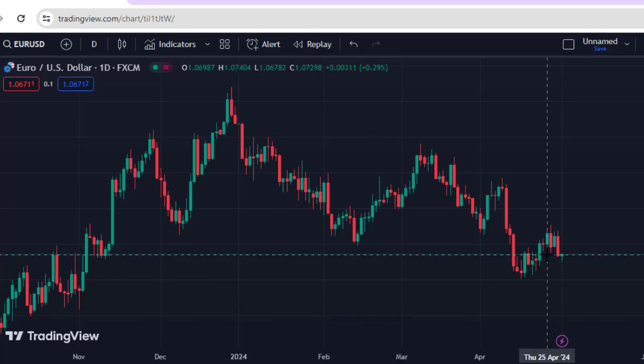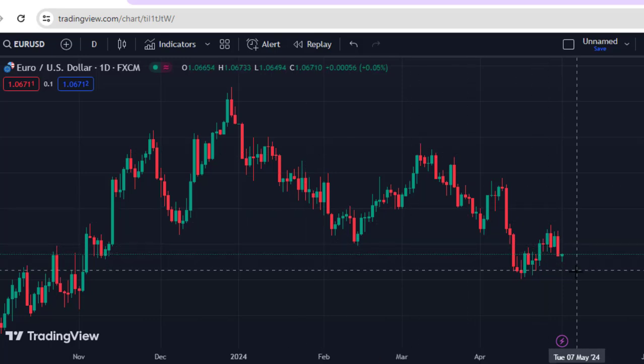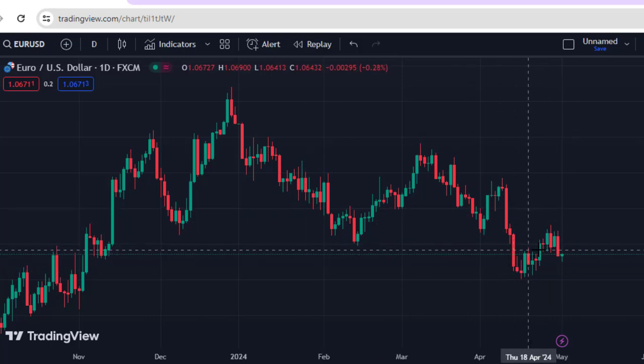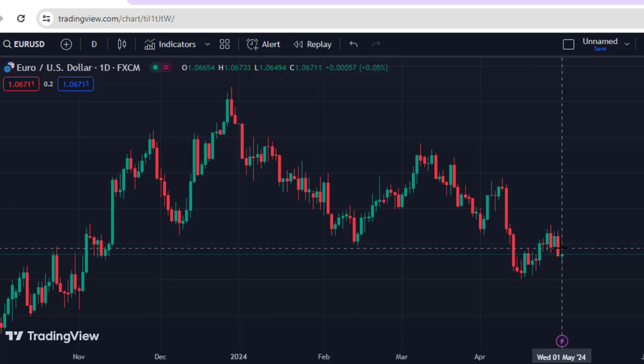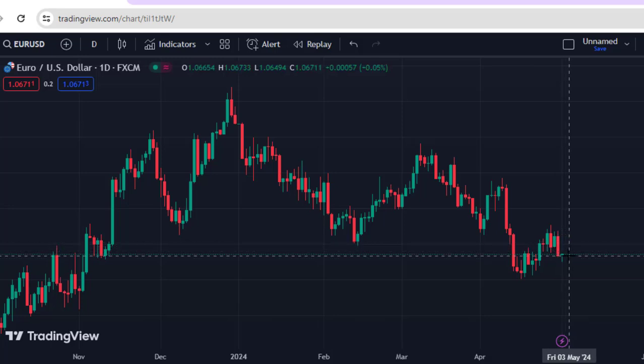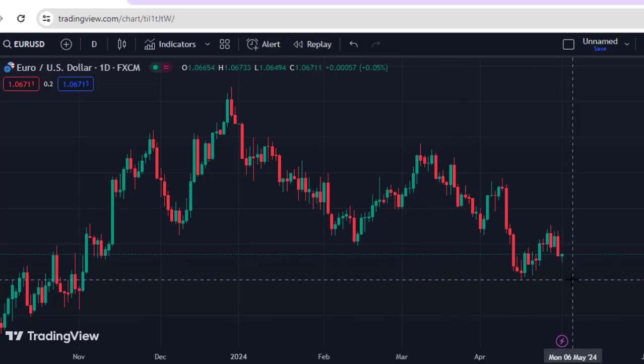Now, if you look at this very pattern, the market is moving to the downside. For me, I am very confident that this market is going to still move down. So if you are trading, you trade in line with the market direction. So the market is still going to move to the downside.